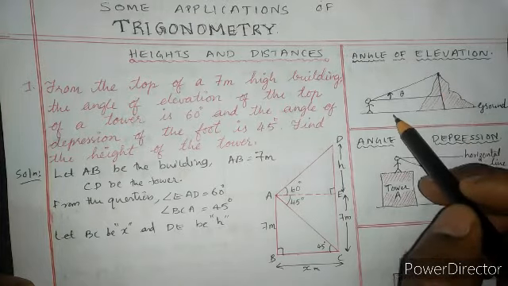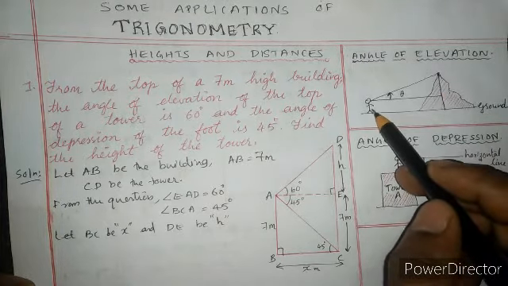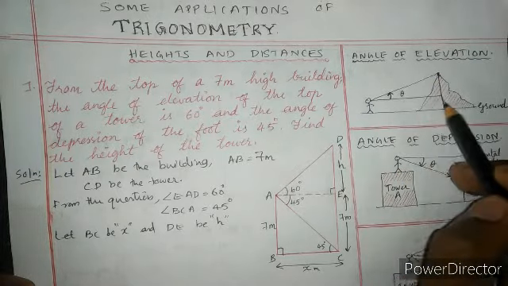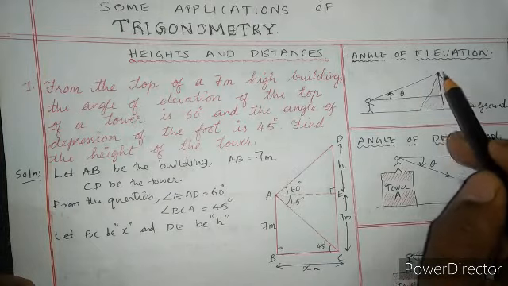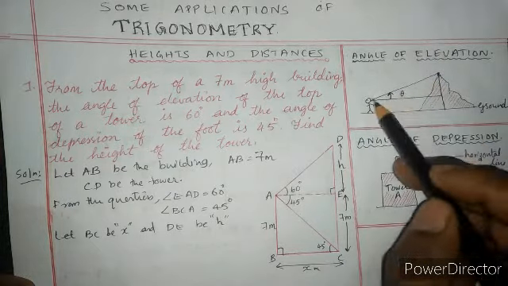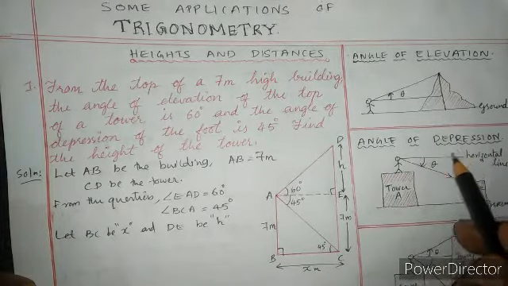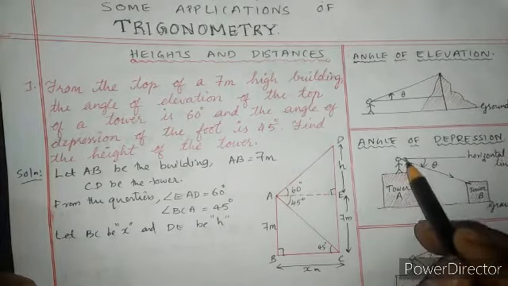In simple words, if a person wants to see something by raising his head upwards, the angle made between the horizontal line and the line of sight is what we call the angle of elevation. Angle of depression: just imagine that the person is standing on the top of a tower.